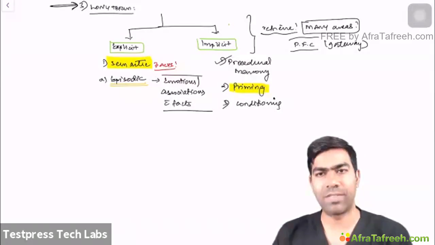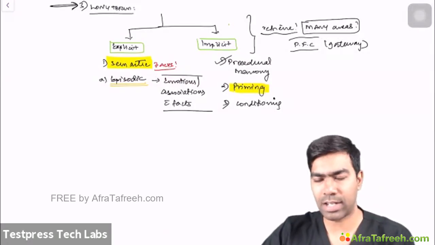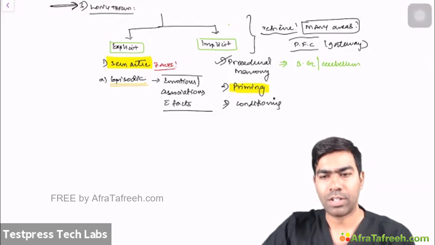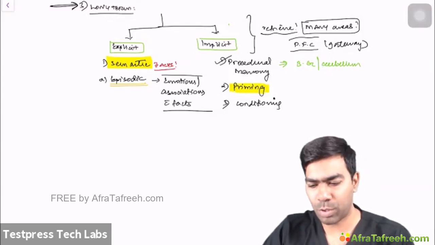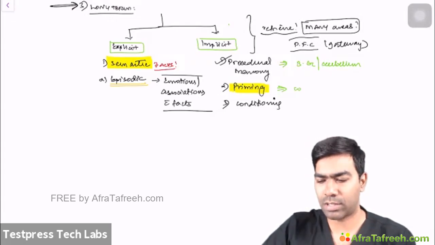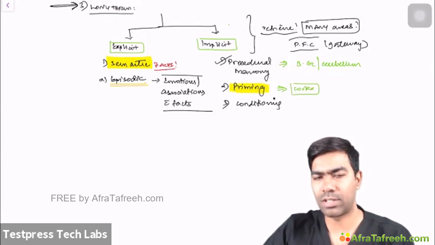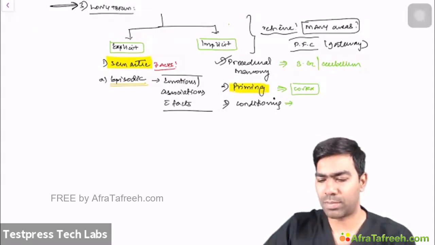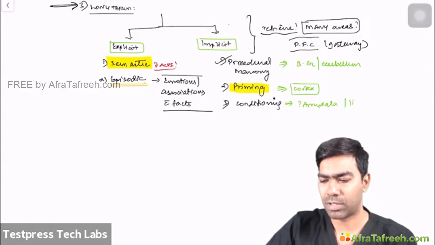For example, each and everything is located at certain areas. Procedural memory programs are located probably in the basal ganglia and probably in the cerebellum. So this is where the procedural memory is located. As far as priming is concerned, it's located in the cortex, cortical locations. And as far as conditioning is concerned, it is probably located in the amygdala, in the limbic system.